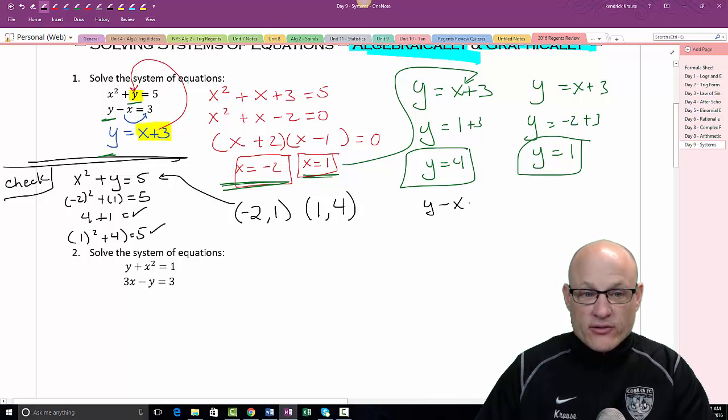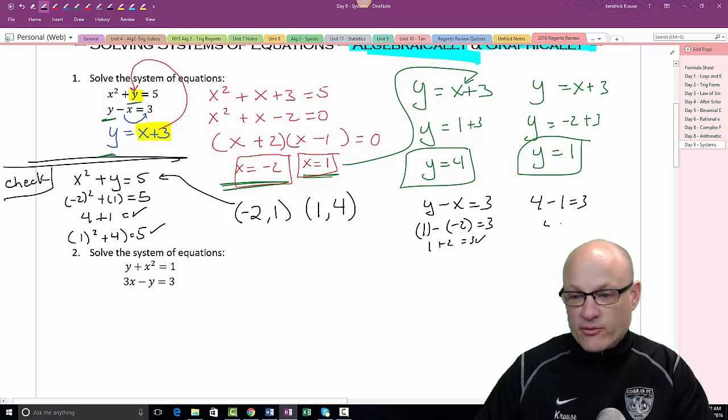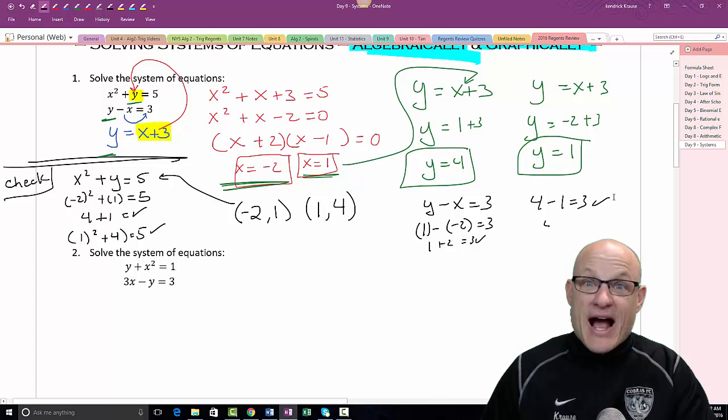Now let me check the other equation. Y minus x equals 3. 1 minus, should be using parentheses when I sub in, negative 2 equals 3. 1 plus 2 equals 3. That checks. And then we'll try the other one. 4 minus 1 equals 3. That's 3 equals 3. All right, checks. All right, I am done.